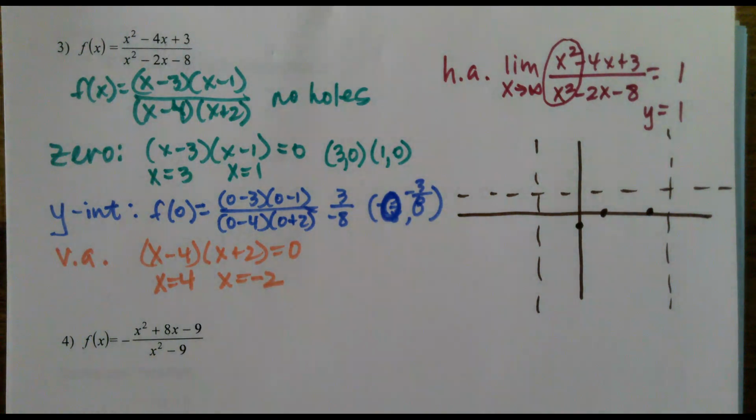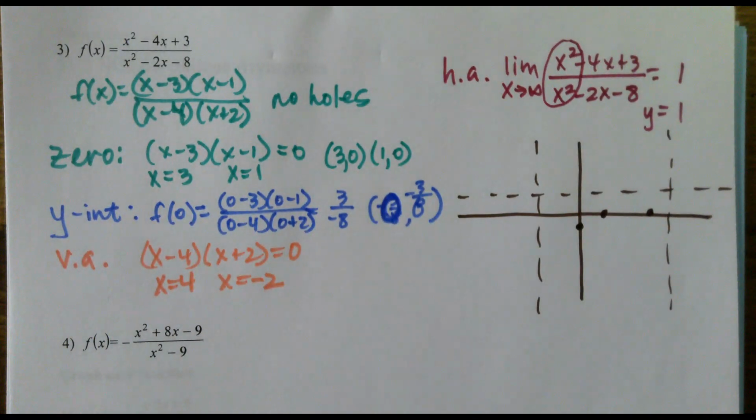Put in my zeros on the x-axis, my y-intercept on the y-axis. I put in my vertical asymptotes as imaginary lines approximated about where they are, my horizontal asymptote as a horizontal imaginary line. And now I need to put this together.